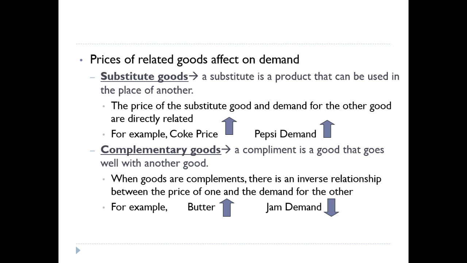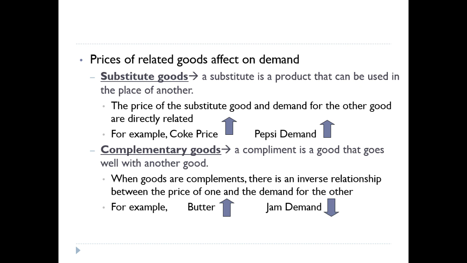So substitute goods are those goods which we can use one in the place of another. Here an example is given, Coke and Pepsi. When the price of Coke is going up, demand for Pepsi will also be increasing in the market, right? So there is a direct relationship.